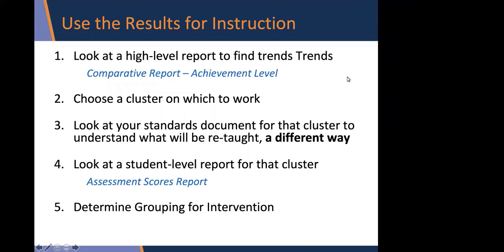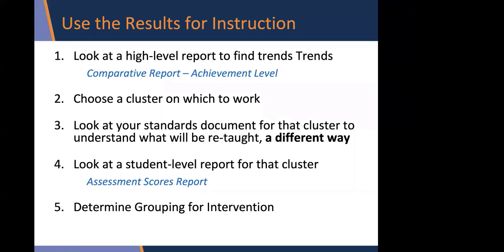These are the steps that I go through when I'm looking at some data that I want to drill down into to figure out what I should work on. I especially do this with the summatives, but we're talking about the interim. The first thing I do is look at a high level report to find trends. To do that, I use the comparative report achievement level. That's the name of the report. Then I choose a cluster to work on. Then I look at my standards document to see what the standards are under that cluster.